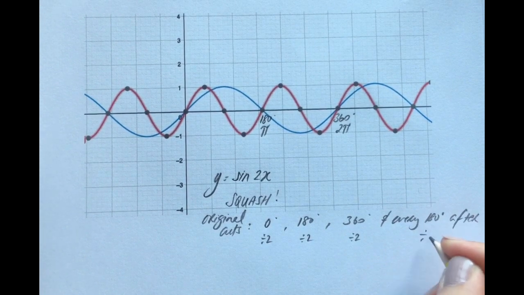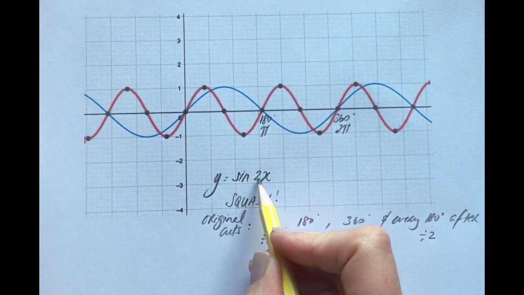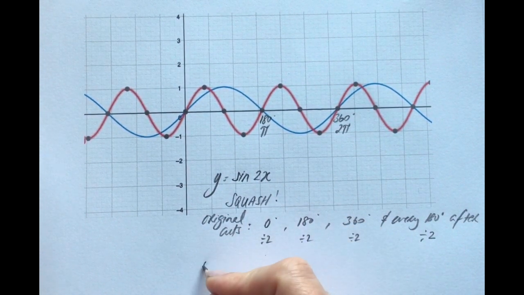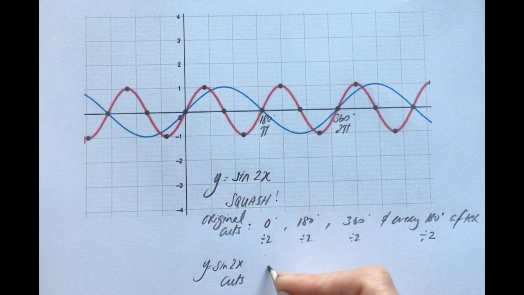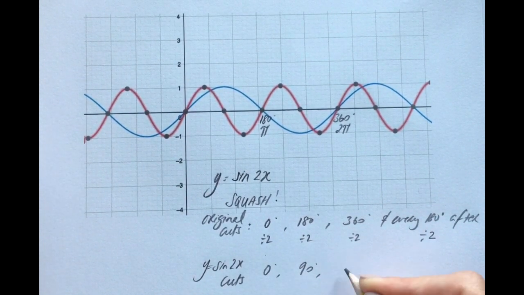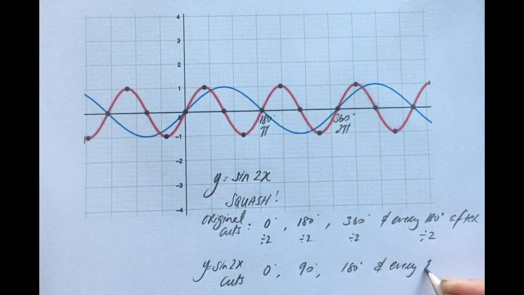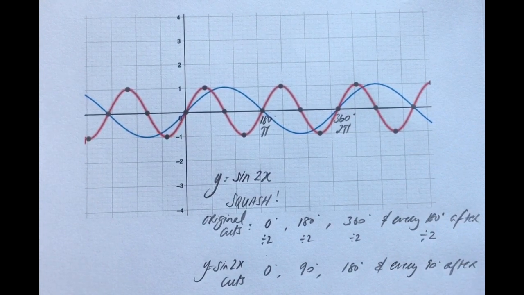And of course it's going to be the same, if I'm dividing this by 2, divide by 2, divide by 2, because we have twice as much curve now in the original period, then the sine 2x curve is going to cut at 0, 90, 180, and every 90 degrees after that. Okay, so that's a really useful way to know exactly how you can figure out where that new curve cuts.